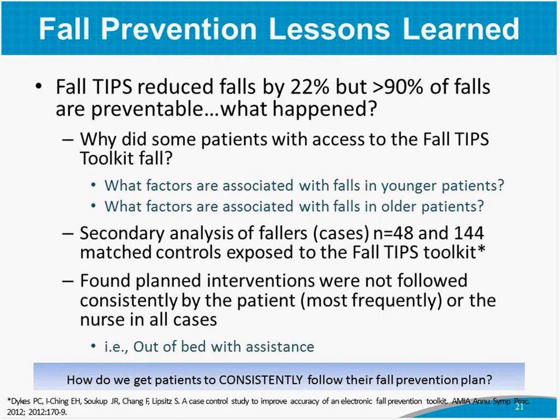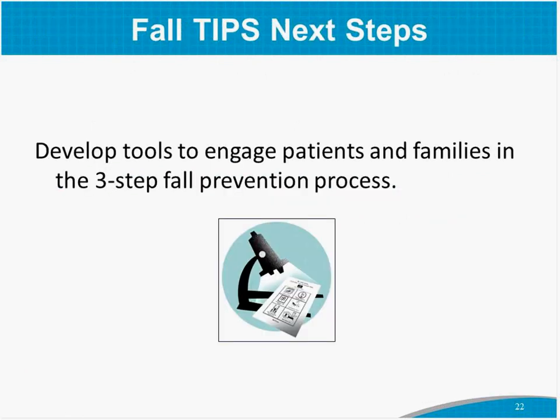And so our question after doing the case control study was, how do we get patients to consistently follow our fall prevention plan? And it really convinced us that the difference between that 22% and the 92%, at least some of that difference is probably related to patient engagement and getting patients to really understand why they're at risk for falls, what the plan is to prevent a fall, and what their role is. And so our next steps coming out of the Fall Tips study was to try to develop some tools to engage patients and families more in the three-step fall prevention process.